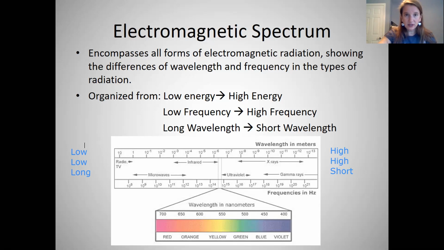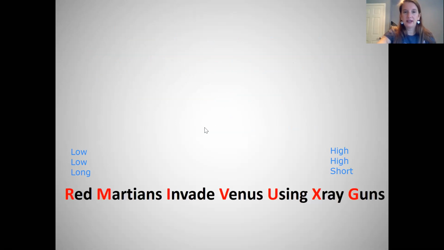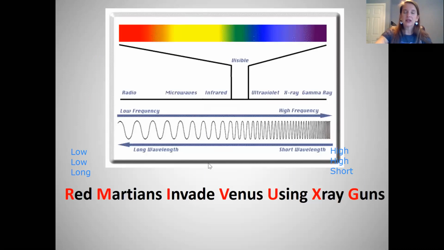So what we want to make sure we do is memorize this order, okay? From the low, long side to the high, short side, and where those colors fit in here. Don't forget about this visible light spectrum fitting in right here in the middle. So we have a little saying to help us to remember the order. It's Red Martians Invade Venus Using X-ray Guns. It corresponds to the different parts of the electromagnetic spectrum. Red Martians Invade Venus Using X-ray Guns.